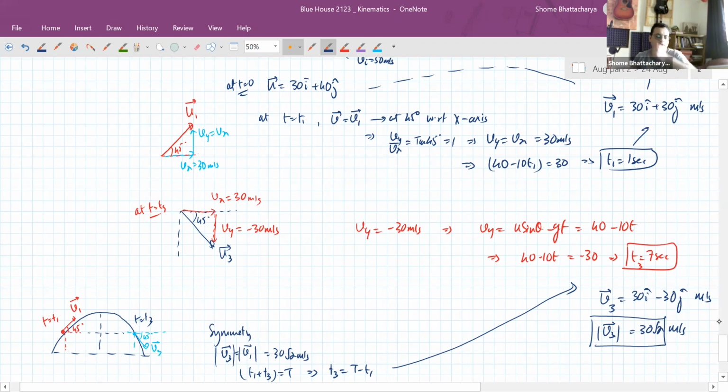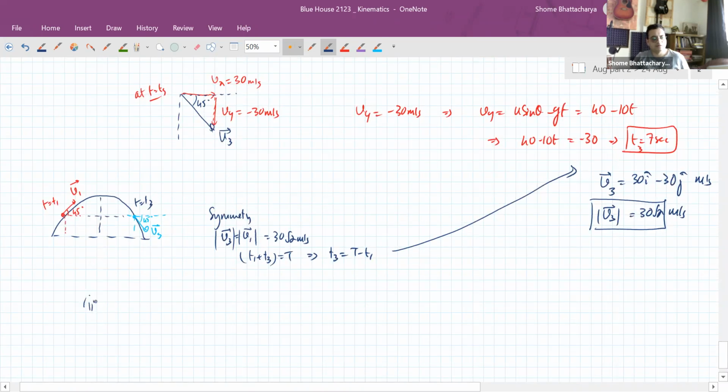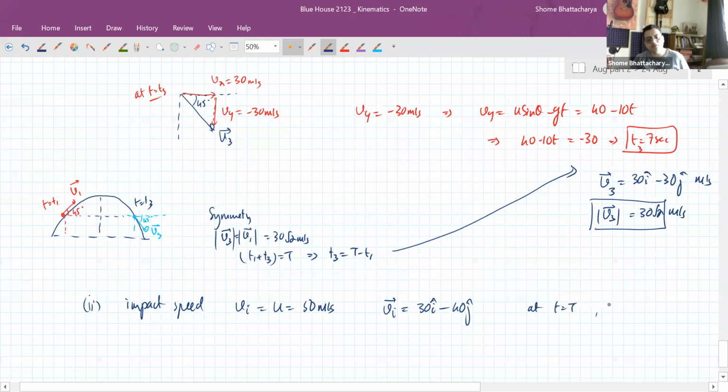Okay, so hope this question is clear. And of course, the second part, the impact speed, we know that that should be equal to the projection speed. So it should be 50 meters per second, or the velocity of impact will become 30 i cap minus 40 j cap. Okay, because at t equal to capital T, what happens is that Vy becomes minus of u sine theta, which in this case is 8 seconds.